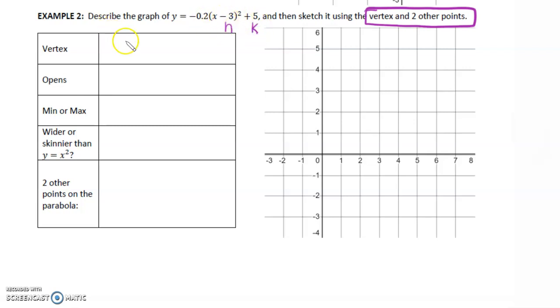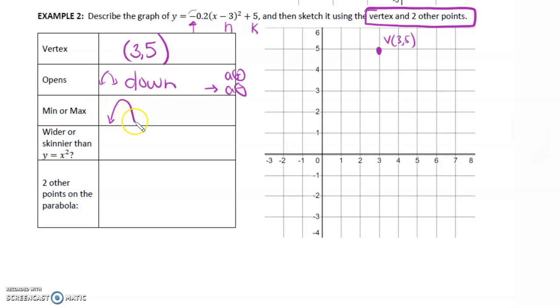Because the h looks negative, it's actually positive, right? That one flips sign, and then the k is 5. So we can go ahead and graph that, (3, 5). This is our vertex. This opens down. You should be able to identify this a value if it's positive or negative, right? So is a positive or is a negative? Well, it opens down, so our a value is negative, okay? So it's going to be a sad face. It's going to look like this.